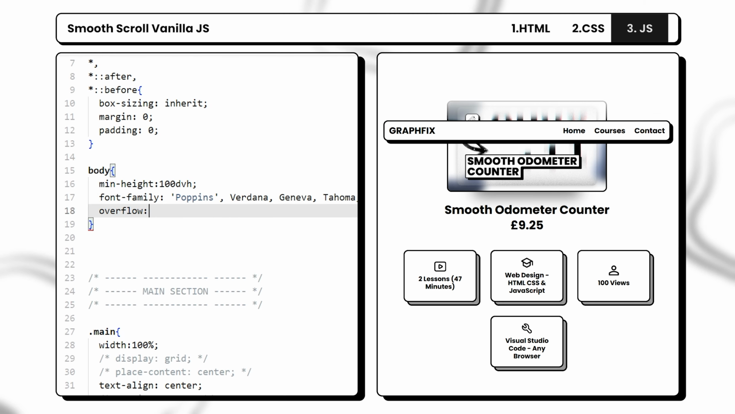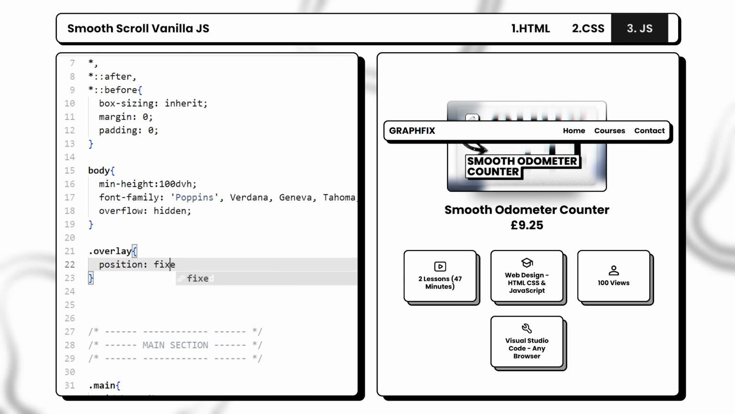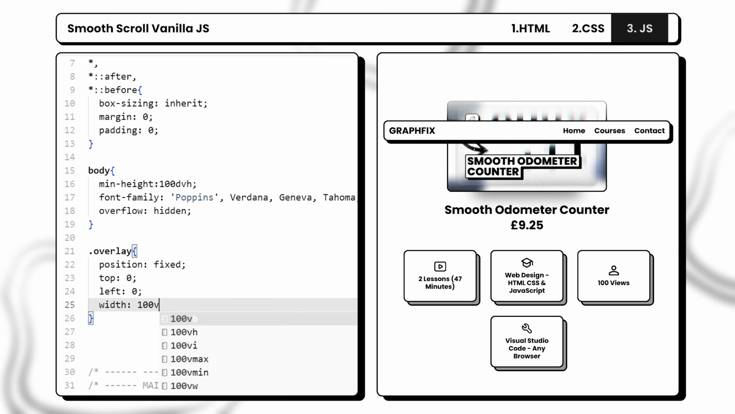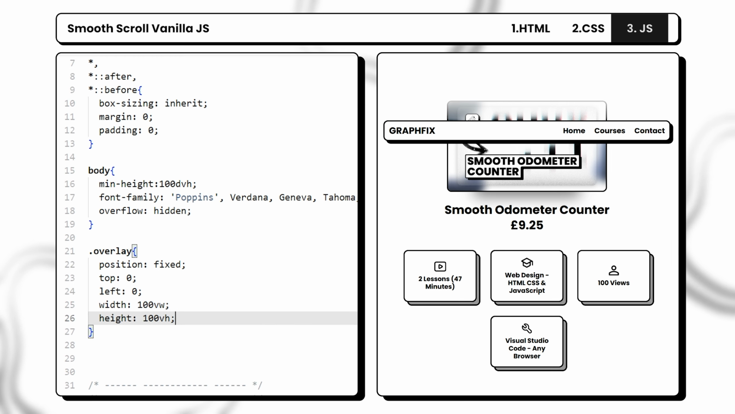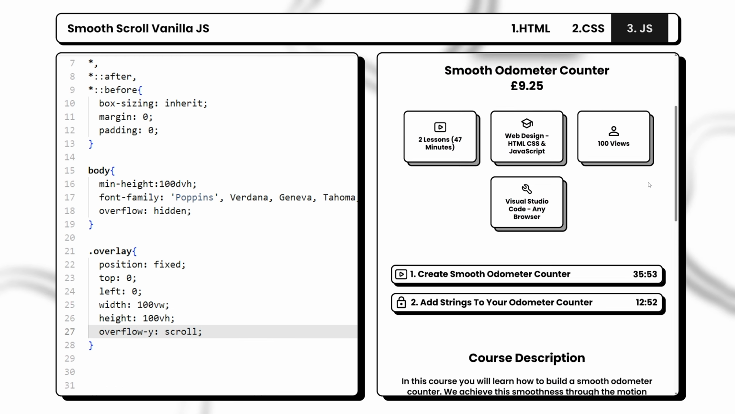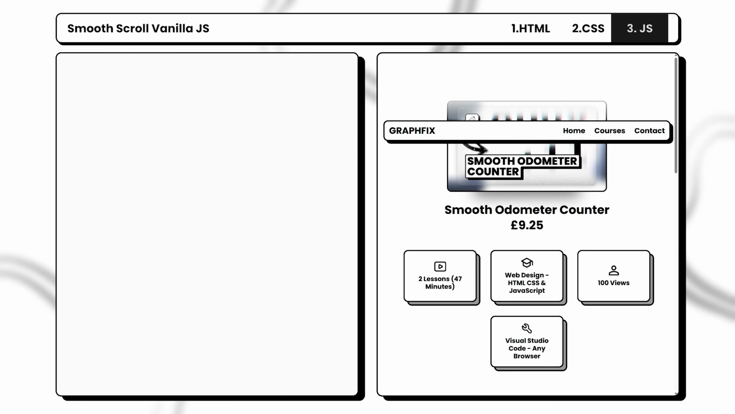So we will go to our CSS file, and then we will go to the body tag and we will give it an overflow of hidden. Then we will select the overlay class and we will give it a position of fixed, a top of 0, a left of 0, then a width of 100vw, a height of 100vh, and an overflow-y of scroll. Now if we reload, you can see that we now have the scroll bar to the side, however there's still a few issues.